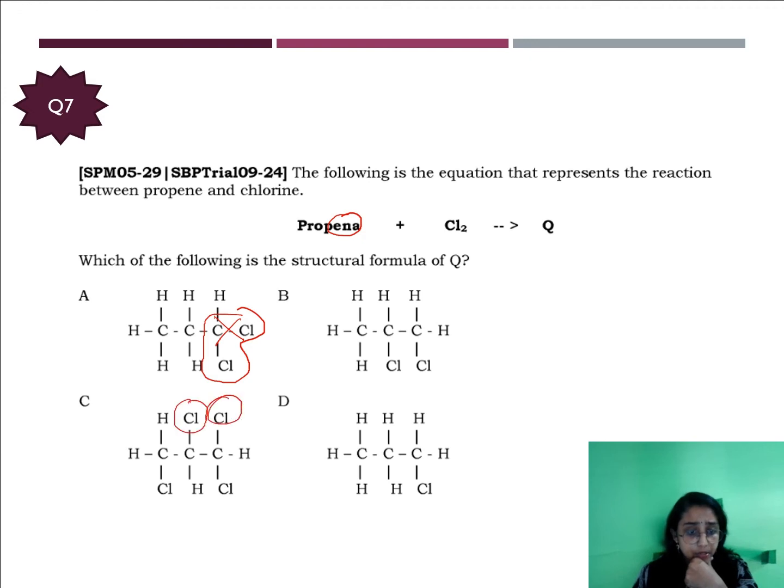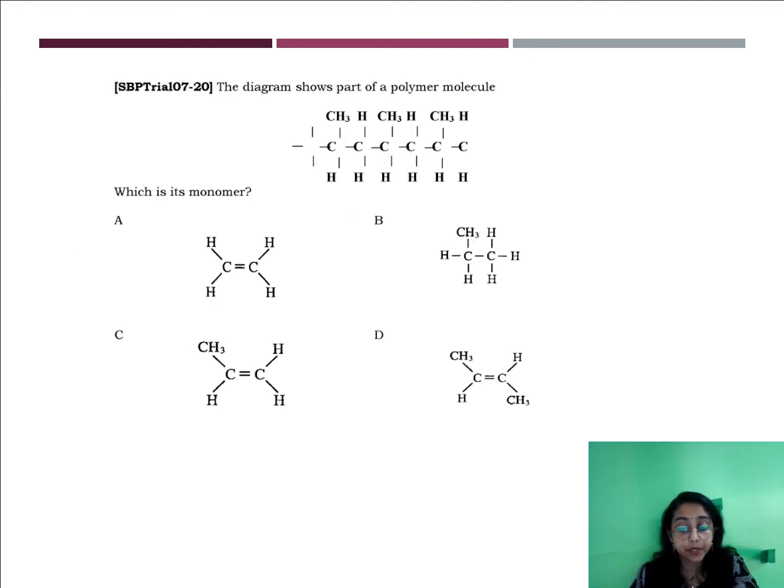There are too many places the Cl has been added, impossible. We have only 2 Cl, so only 2 places will be added. And here there's only 1 Cl. Perhaps here there are 2 Cl. So the answer is B. Okay, this is also quite a famous one, a question on polymers. So how do you determine the monomer of this? So what should you do?